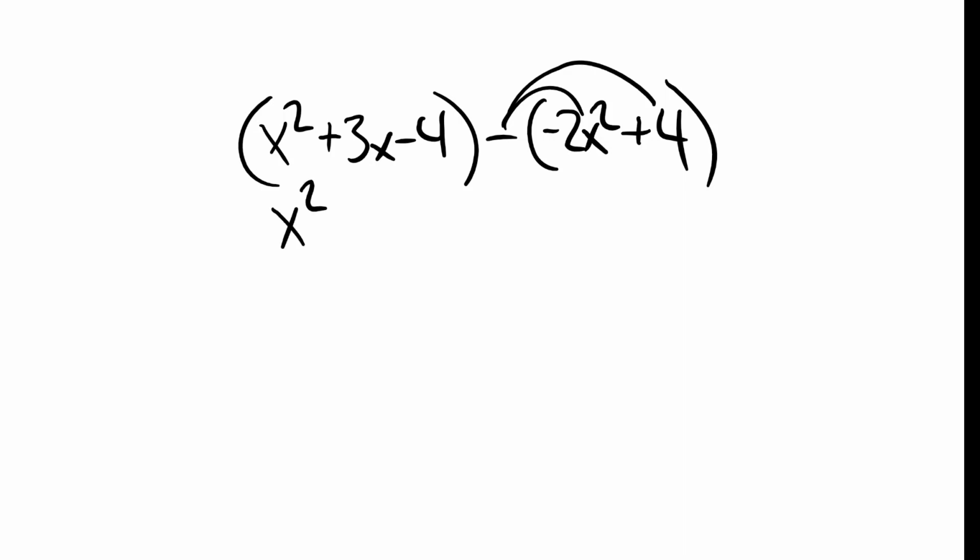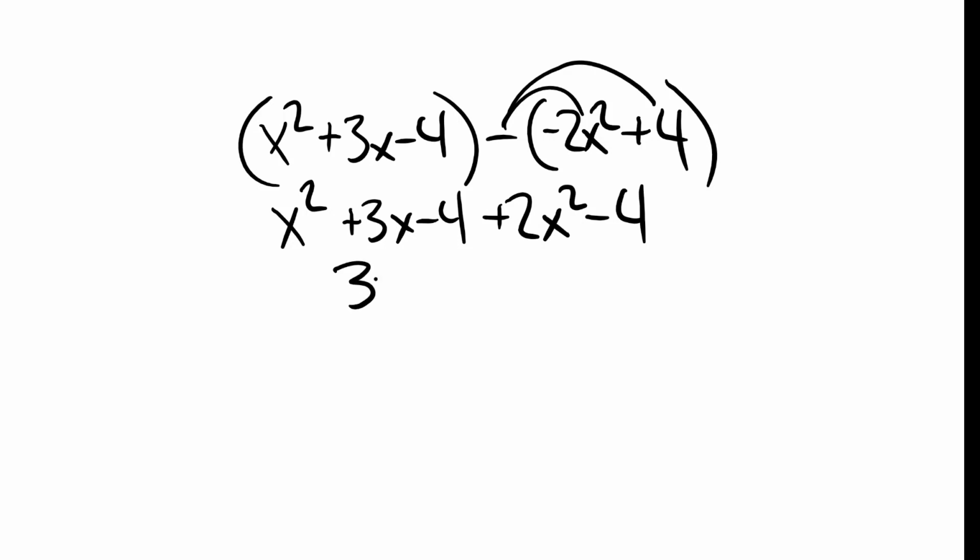So my first term I can rewrite, because the parentheses aren't doing anything. But then I distribute the negative to both of these terms, and I get plus 2x squared and negative 4. And now I can combine all the like terms just by adding, like the previous question I did. x squared plus 2x squared is 3x squared plus 3x, and negative 4 minus 4 is negative 8. All right, that's addition and subtraction.